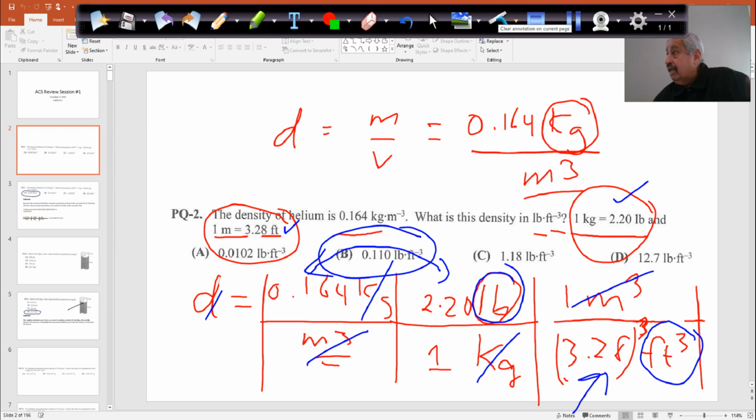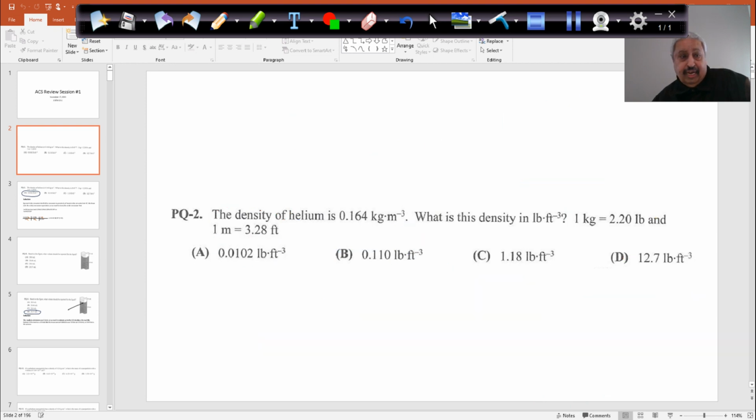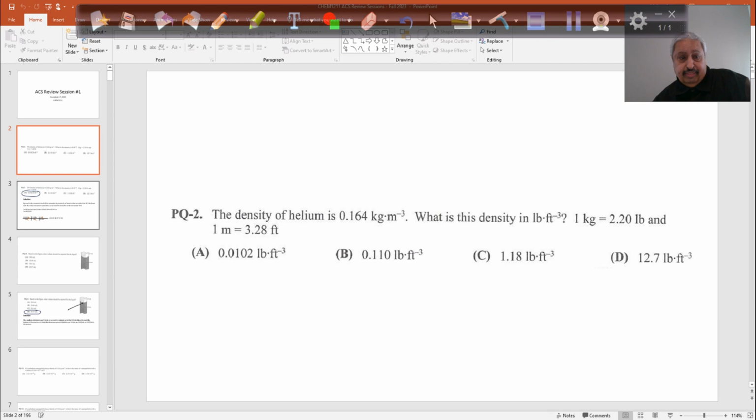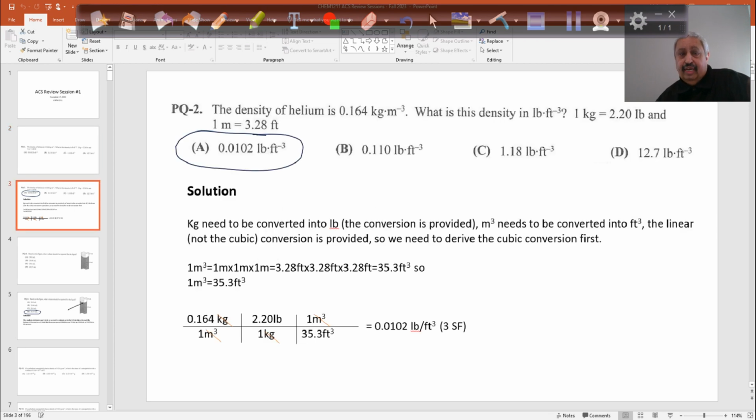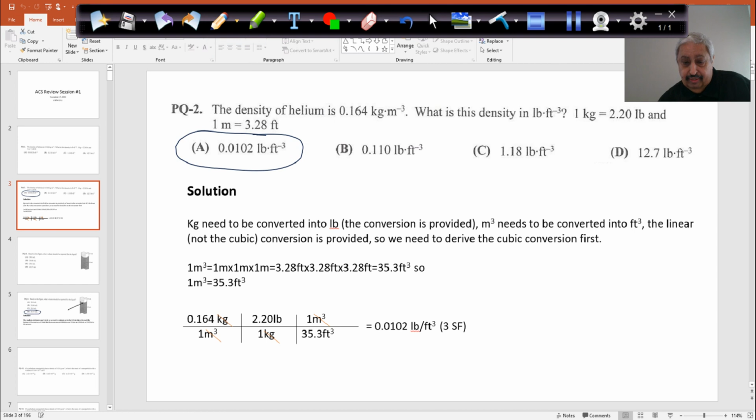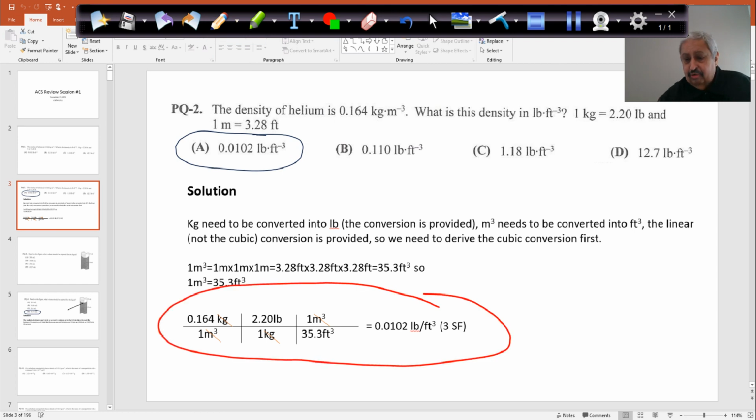Okay, so I'll take this one out. Let's see the answer. The answer here is the same setup we did. The answer is A. And here it is. The answer is given to you, the same setup we did. Column or parentheses, whatever you like. That's the way it is.